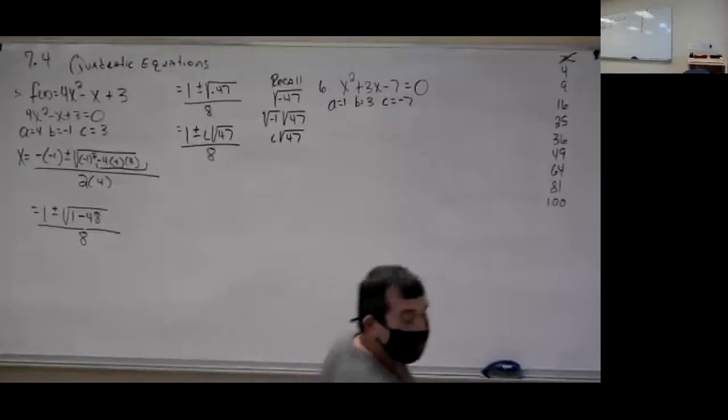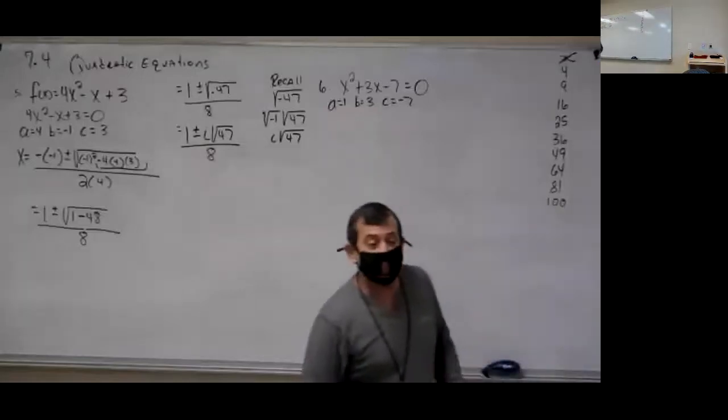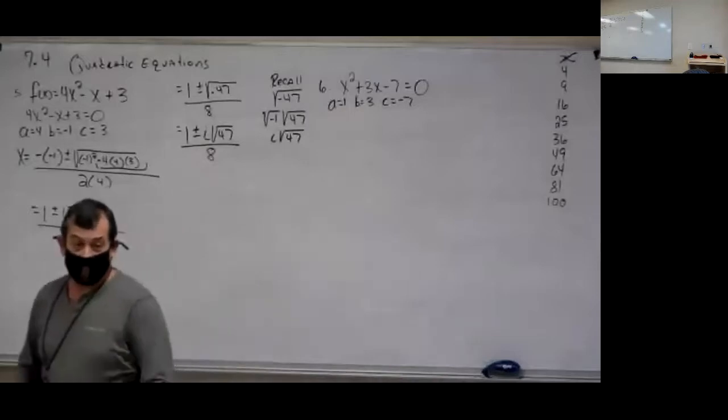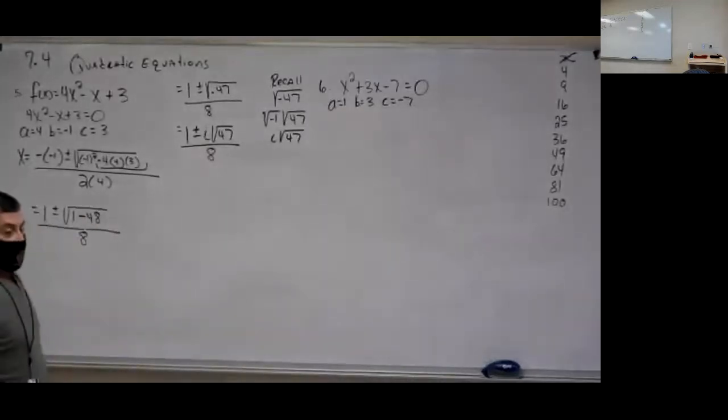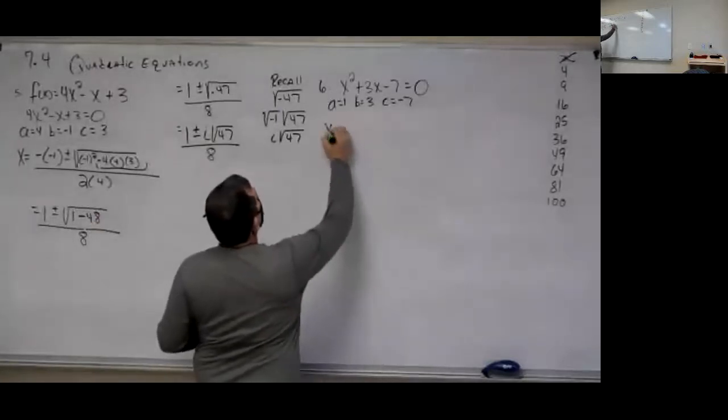Now, here's the thing about that quad program. It's going to give you decimal answers the first time. We don't want decimal answers. So you hit enter one more time, and it's going to give you the radical answers if you got it. All right, let's see what this one does for us.